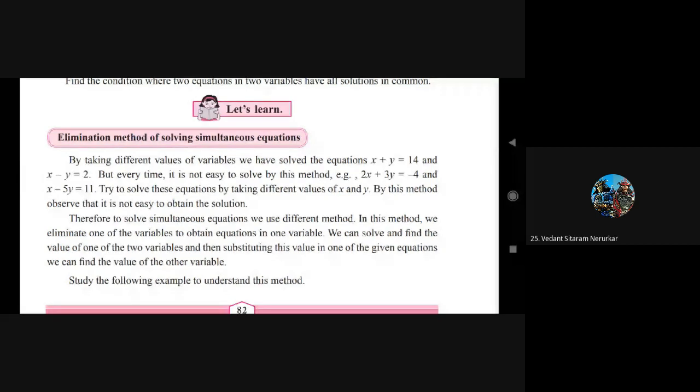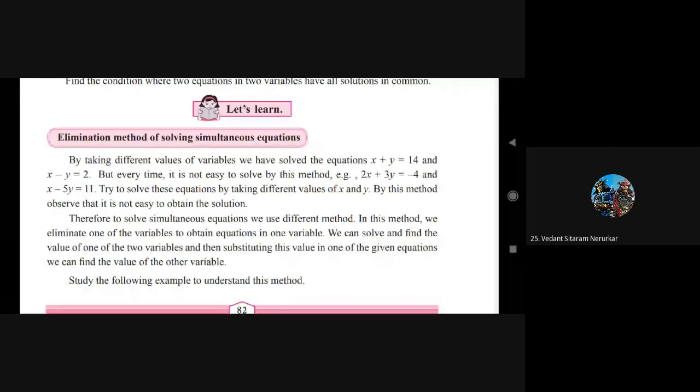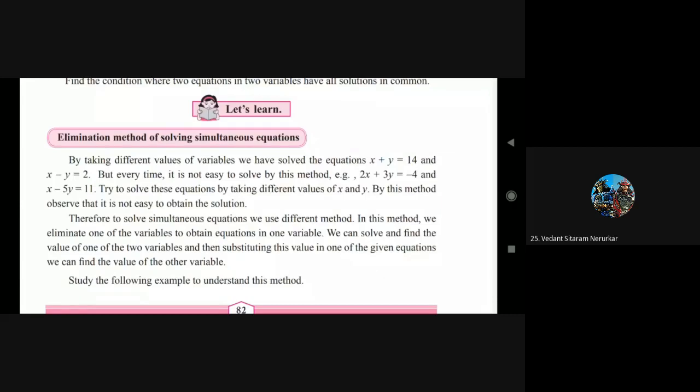So देखो, by taking different values of variable we have solved the equation x plus y is equals to 14 and x minus y is equals to 2. So, but every time it is not easy to solve by this method, that is 2x plus 3y is equals to 4 and x minus 5y is equals to 11. अगर इस तरीके के थोड़े से मुश्किल इक्वेशंस हो तो हम इस तरीके से मतलब बाय ट्रायल मेथड आंसर नहीं फाइंड आउट कर सकते जैसे कि हमने किया ना. So to try to solve these equations by taking different values of x and y, it is very complicated process. By this method, observe that it is not easy to obtain the solution. It is very true also, right?